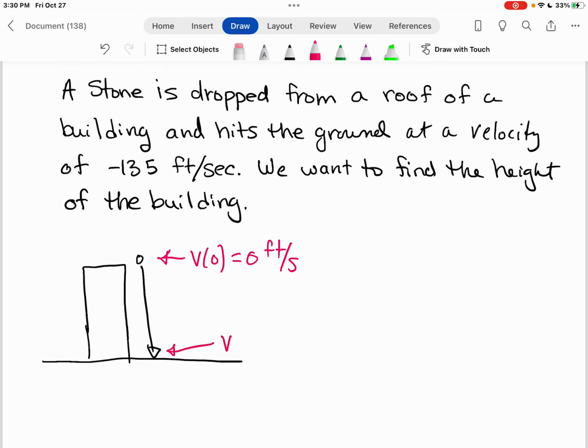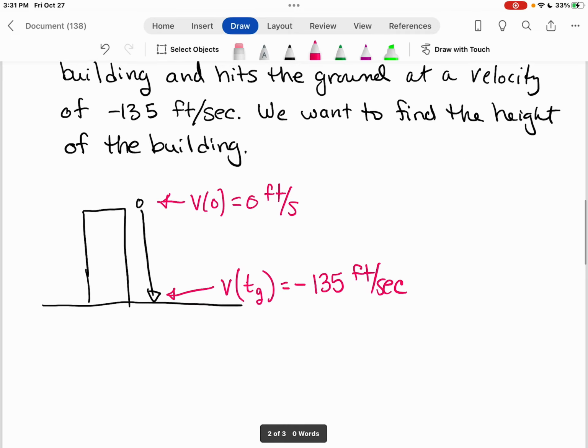And then when it hits the ground, the problem does tell us that the velocity when the rock hits the ground is negative 135 feet per second. Now we don't know the time it takes for it to hit the ground, so I'm going to label that as TG for time it takes to hit the ground. And when it does, that's going to be negative 135 feet per second. And it's negative because it's falling.